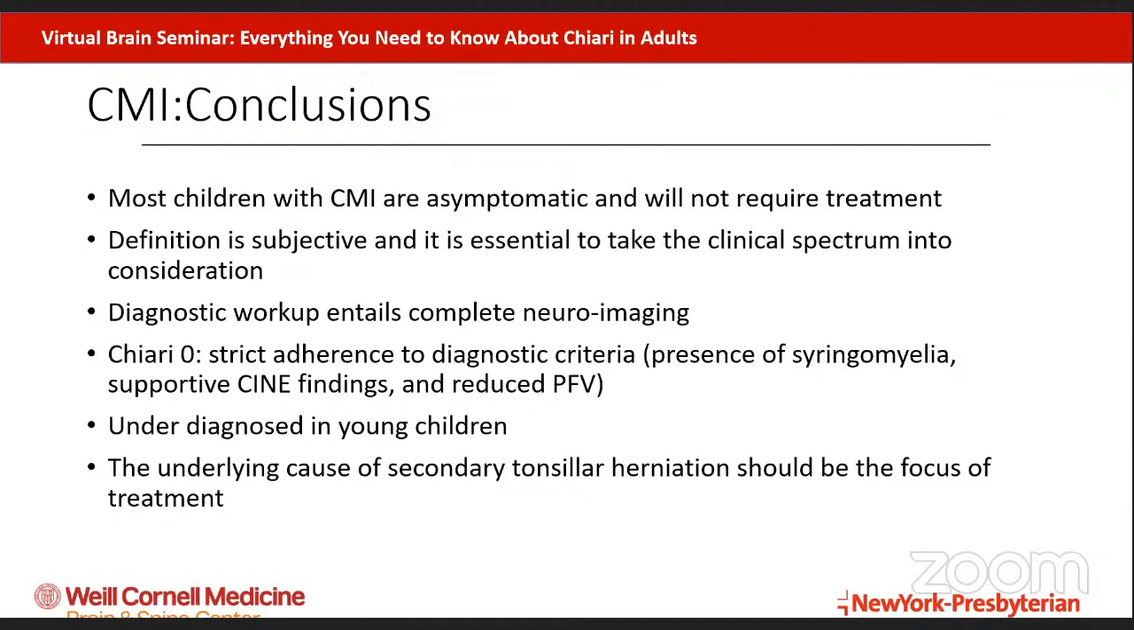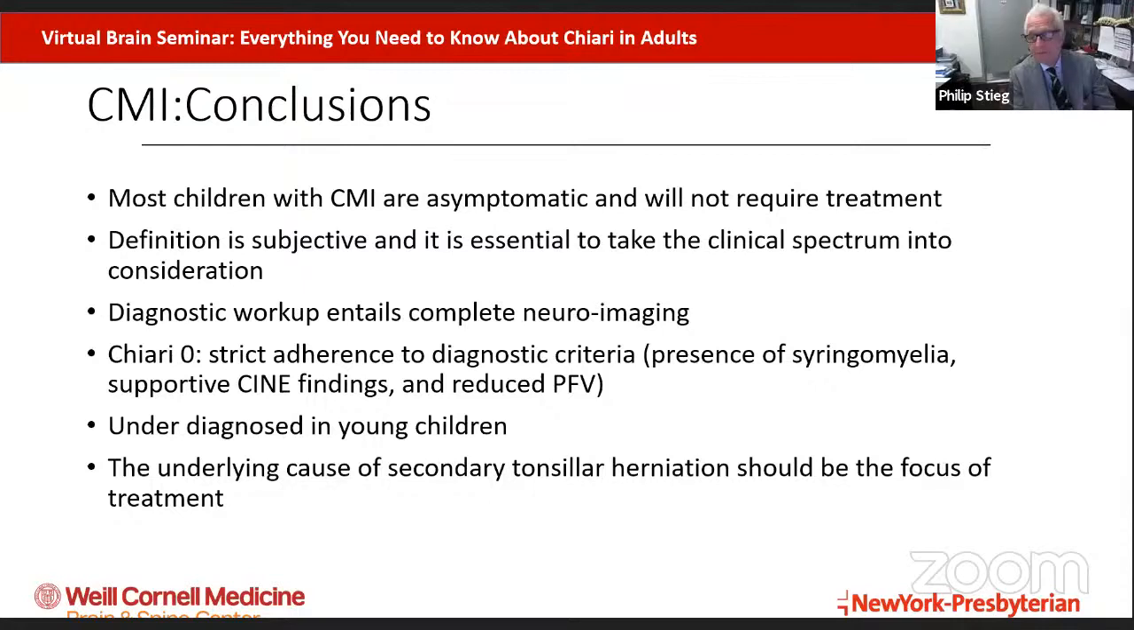There's a question from Nicole. Is Chiari found in adults considered a progressive condition? Yes, but it's variable progression. It's not linear. You can be asymptomatic for a long period of time, and then the symptoms can worsen.